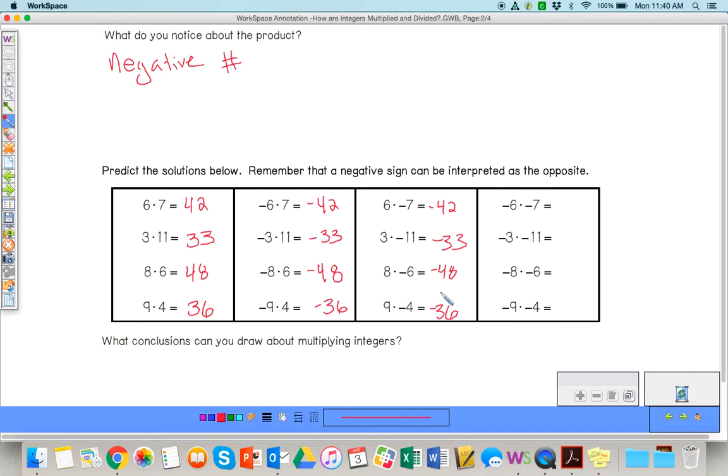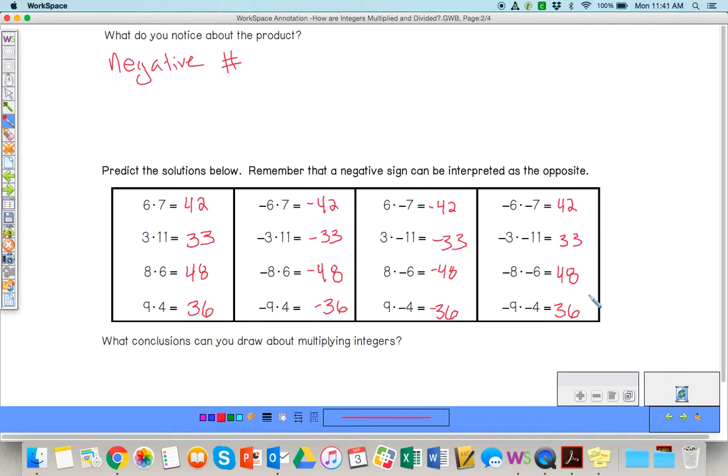This column is a little bit different because we have 2 negative numbers. So what you need to know is that 2 negative numbers, when you're multiplying and dividing, make a positive. Sometimes that really confuses people. Why do 2 negative numbers, when being multiplied or divided, make a positive number?